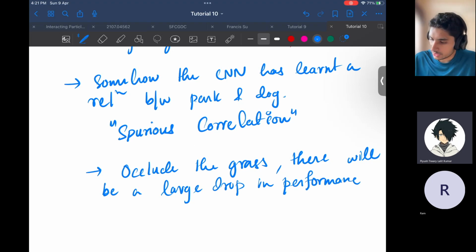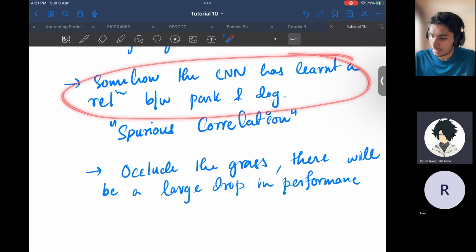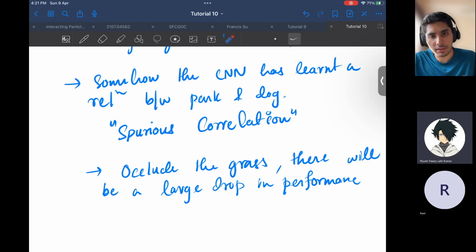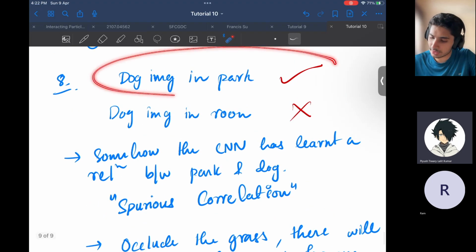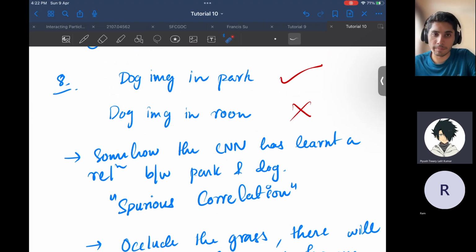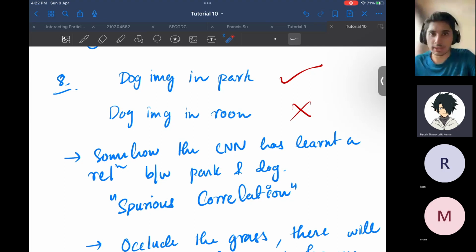Why is that? Because of this thing that I just said here, right? That it has learned a relation between park and dog, and parks and grass are the same. So if you don't show your network the park part of the image, the greeny part, the grass part, and only the dog part, it will basically perform poorly, because this is what it has been doing all the while. Okay. And the other options are also incorrect.